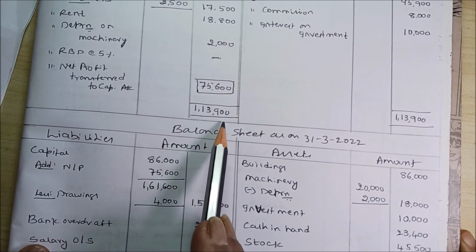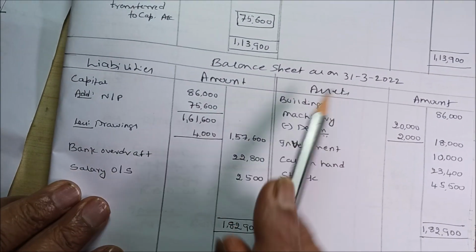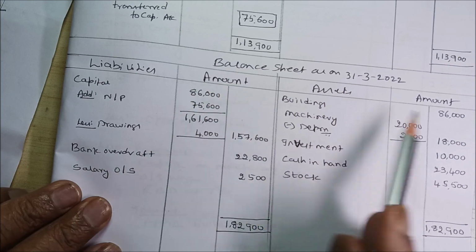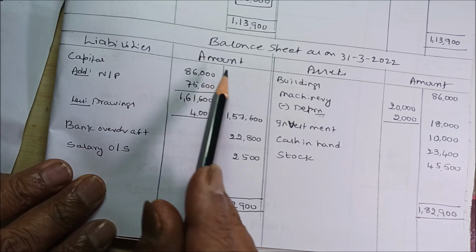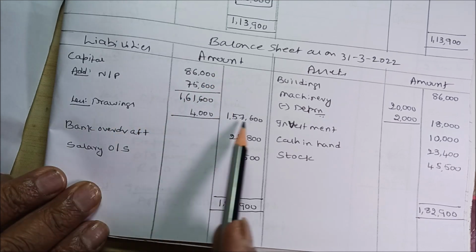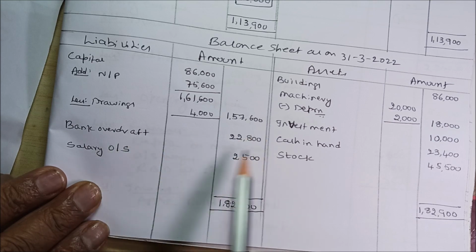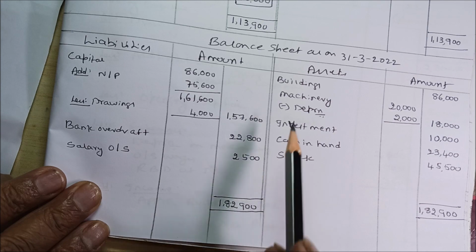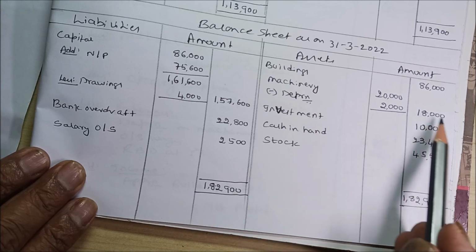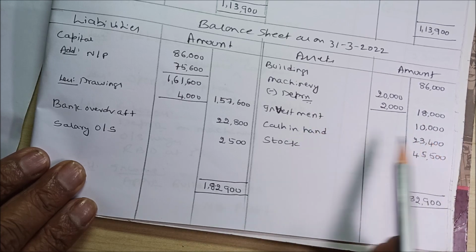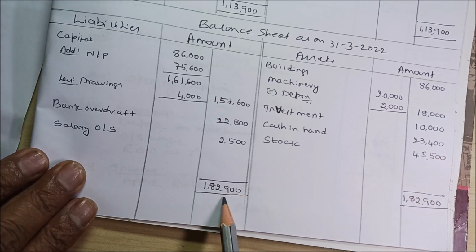Total it comes to 1,13,900. Then you have to prepare the balance sheet. Liabilities, assets, amount. Capital: opening capital is 86,000. Add net profit 75,600. Less drawings 4,000, then outer column 1,57,600. Bank overdraft 22,800. Salary outstanding 2,500. Buildings 86,000. Machinery 20,000, less depreciation 2,000, 18,000. Investment 10,000. Cash in hand 23,500. Then stock 45,500. Total 1,82,900.